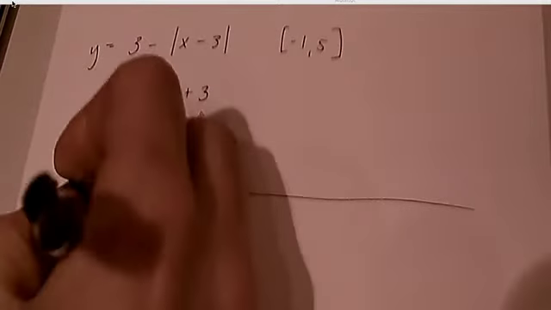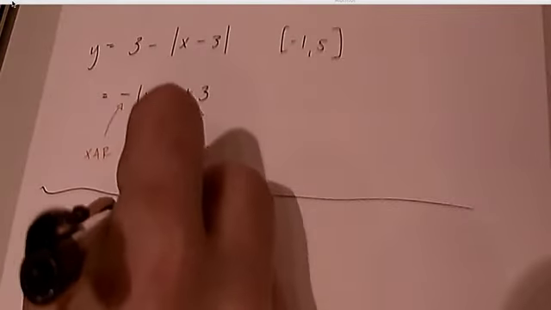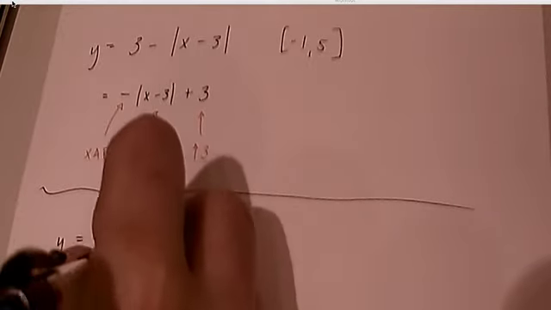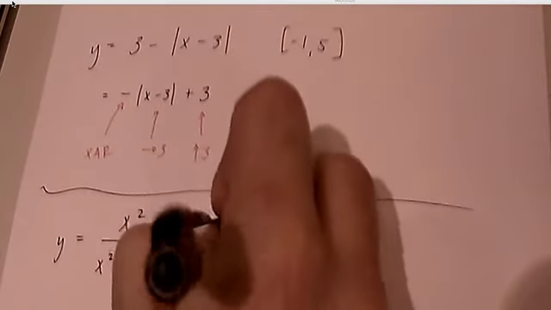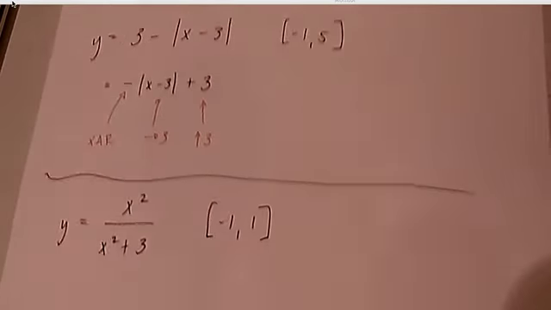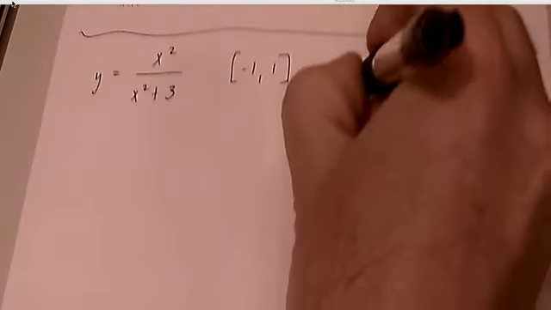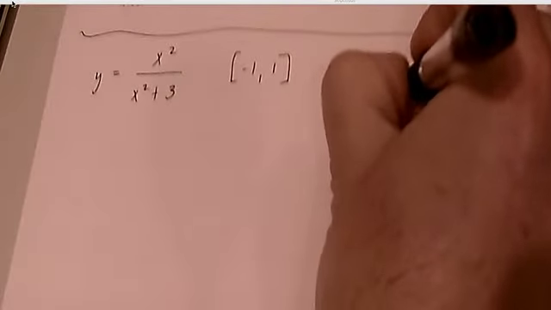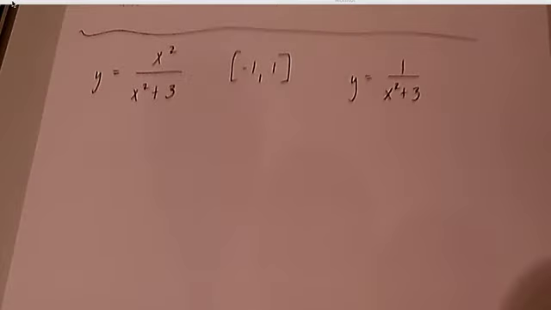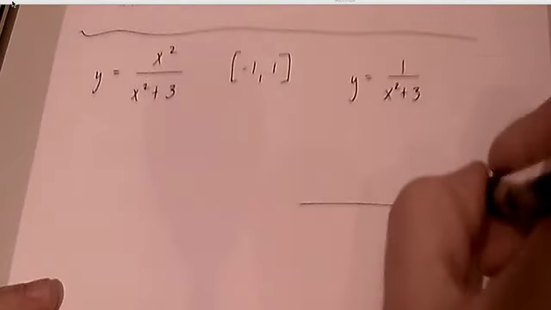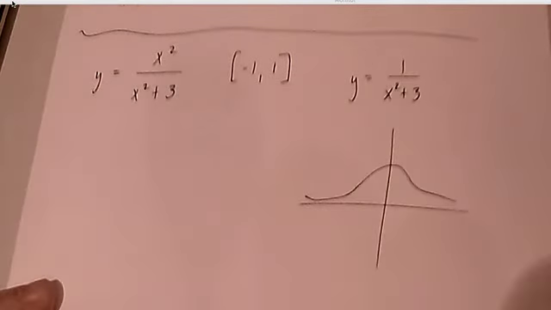So if we have y is equal to x squared over x squared plus 3, and we're going from -1 to 1, what do we notice about that new function? Well, we know what 1 over x squared plus 3 looks like. That's the Witch of Agnesi, right? Or it's a transformation on the Witch of Agnesi. It basically just goes, whoop, like that.